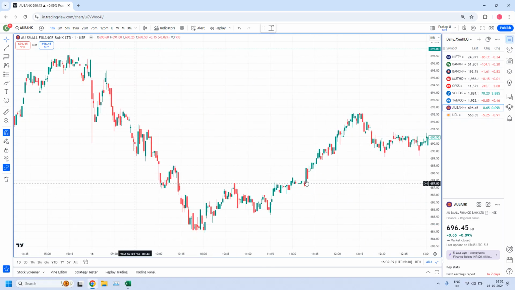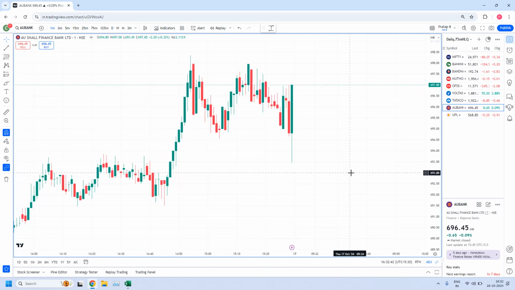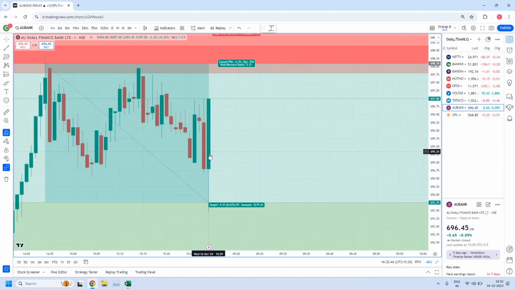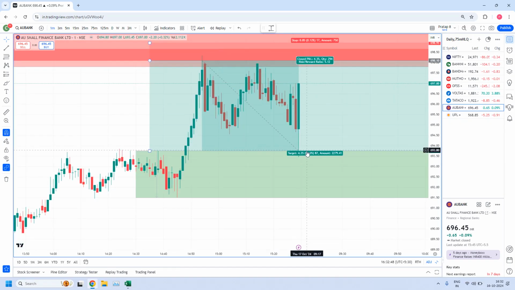Same thing happened even in AU Bank also. See, AU Bank, this is today. Today also it reached the target during the last minute, 3 o'clock 29 minutes. It looks like magic. See, every time it may not reach the 15 minutes targets. Definitely we will exit at least after reaching 1:3 RR. This is actually 1:5 RR.